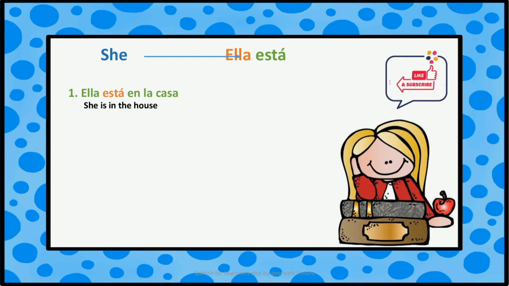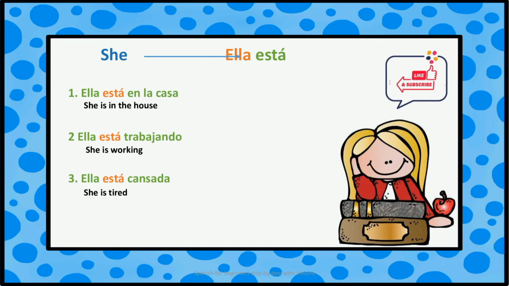Ella está en la casa. She is in the house. We use ella está because we are talking about the location. Ella está en la casa. Ella está trabajando. She is working. We use ella está because we are talking about what she is doing.